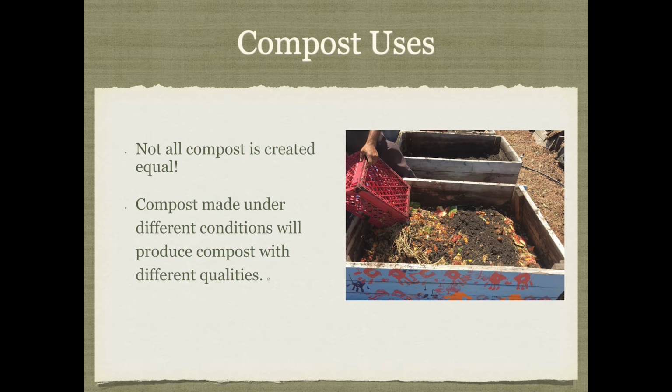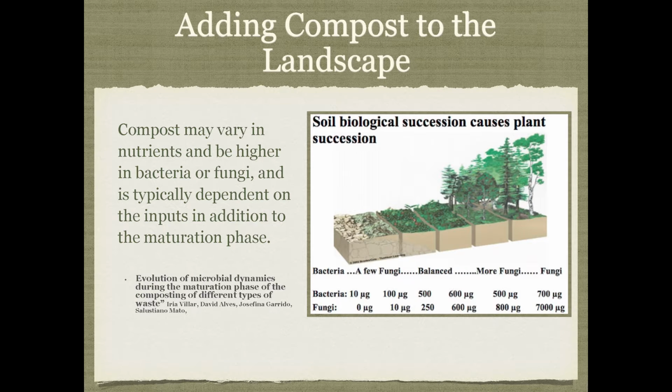Starting off compost uses by saying not all compost is created equal, the principle being what goes in, comes out. All of us make compost in slightly different ways, and maybe all of our recipes are slightly different as well. Compost made under different conditions will have different qualities. It might vary in nutrients and be higher in bacteria or fungi, and in its micro and macronutrients. That depends mostly on your initial recipe and inputs, and how long you spend on the curing and maturation phase. Both of those impact the final result of your compost the most.